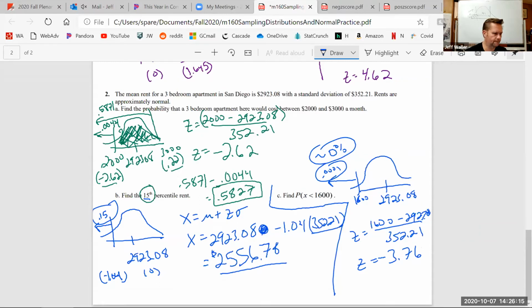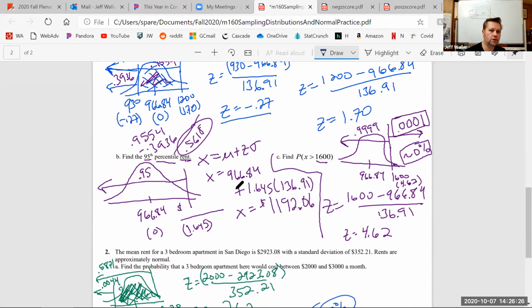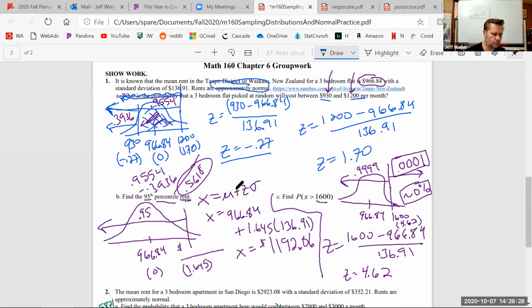Okay. All right. That's enough of that. So we've done plenty of examples of z-score problems, which is good because you've got to get this pretty decently well before we get into the next thing, which we're going to do right now.